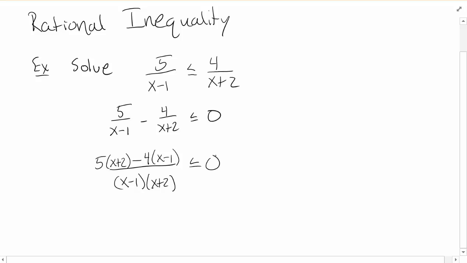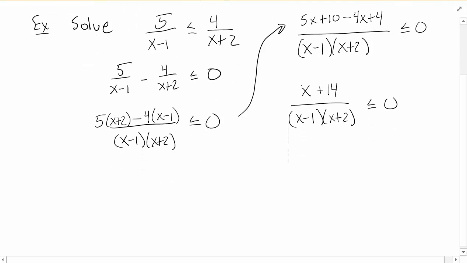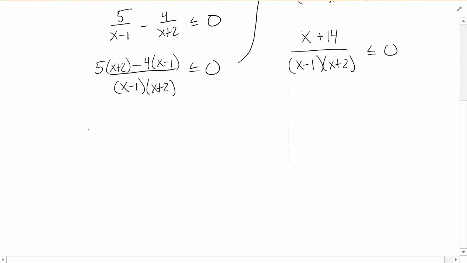So let's simplify this just a little bit. So I'll end up with 5 times x plus 2, minus 4 times x minus 1, over x minus 1 times x plus 2, is less than or equal to 0, which means I'll have 5x minus 4x is 1x, and 10 plus 4 is 14. The numerator is x plus 14, and the denominator is still x minus 1 times x plus 2, still less than or equal to 0. So I'm going to think of this left side as the function that I'm working with. So let's think of f of x as x plus 14 over x minus 1 times x plus 2.